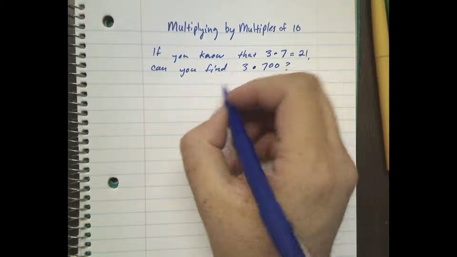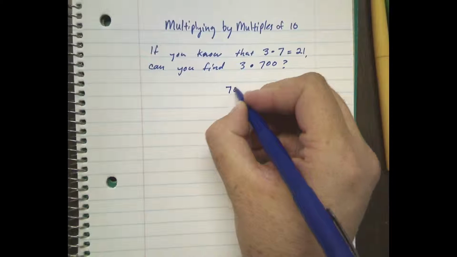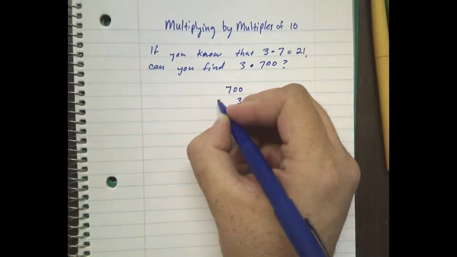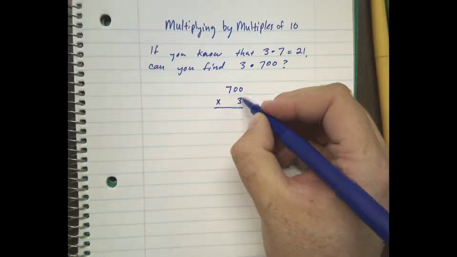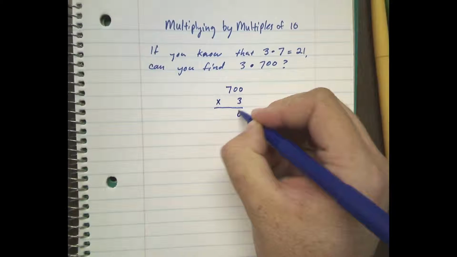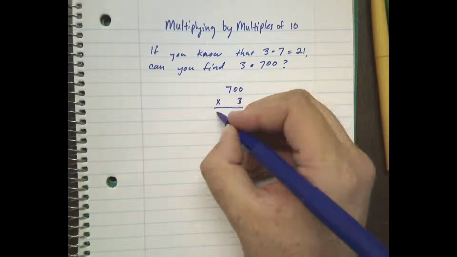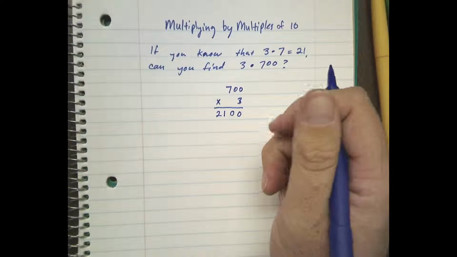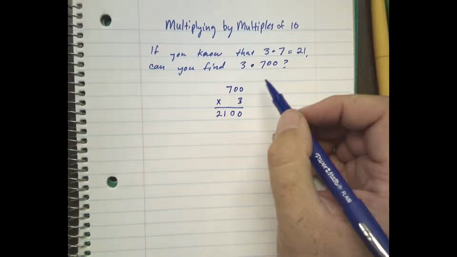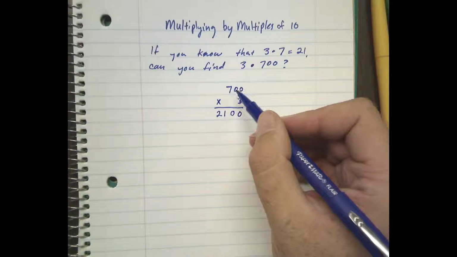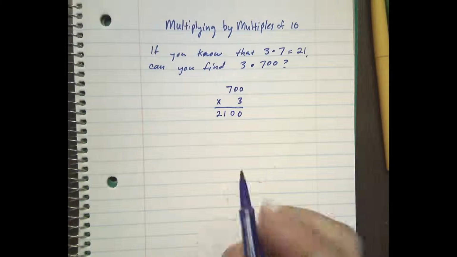So the long way would look something like this. I'm going to just set up a basic multiplication problem. You've probably seen something like this, where we do 3 times 0, and 3 times 0 is 0, and 3 times 0 would be another 0, and then we take 3 times 7, and that would be 21. And so my answer is 2,100, the product of 3 times 700.